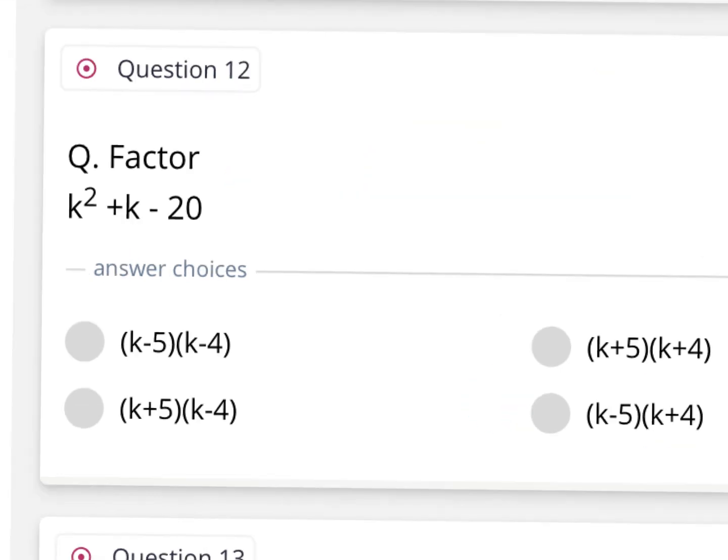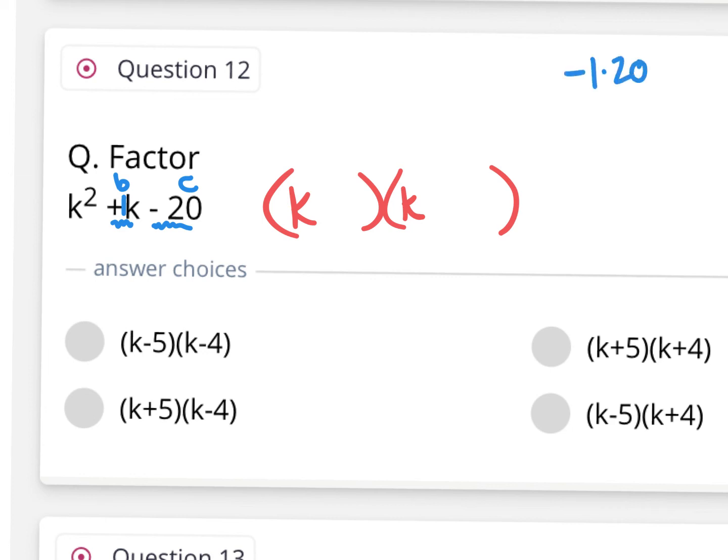Moving on. Question number 12. Once again, a quadratic trinomial that they're asking us to factor. We have some k's right there. And we need to think what times what is the c value, negative 20, that if I combine together is the b value, positive 1. Okay, so what times what is negative 20? If you need to make a list, go for it.